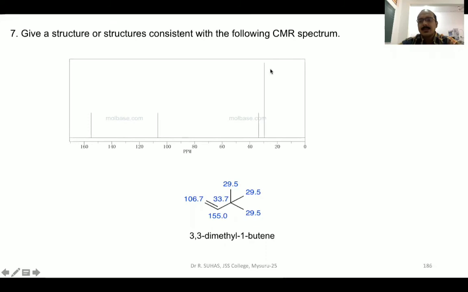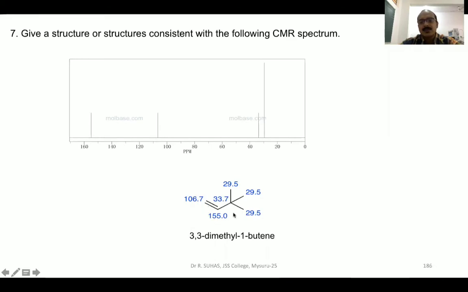Here, based on the intensity, I have predicted that there are 3 methyl groups. So this is a tertiary butyl group, and all the 3 methyl groups are present in the same chemical environment, and all are appearing around 29.5 or 30, you can roughly say. And this quaternary carbon is appearing around 33.7. This is the one, whereas the alkene one is coming around 106.7 and another one is around 155.